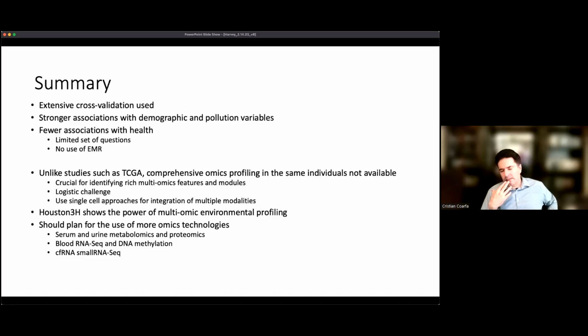And in terms of lessons going forward, we did not have different omics in the same individuals. This is something we'd like to have in the future. I mean, we might use some mitigation with single-cell approaches that match multiple modalities. And obviously, we don't explain all the variation. So definitely we need to have more omics, like proteomics in urine, serum, blood RNA, and cell-free RNA.